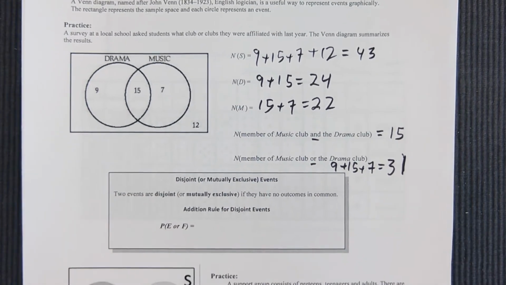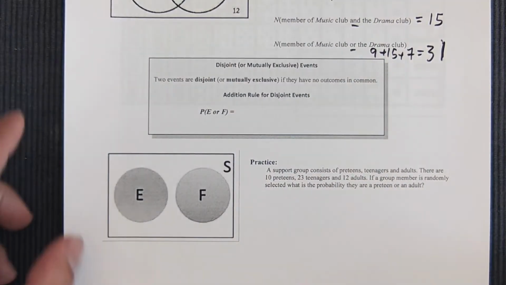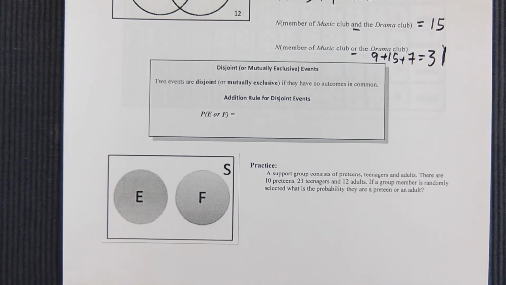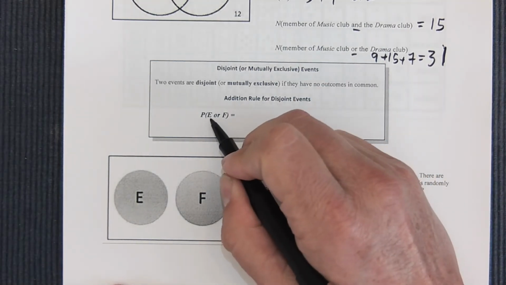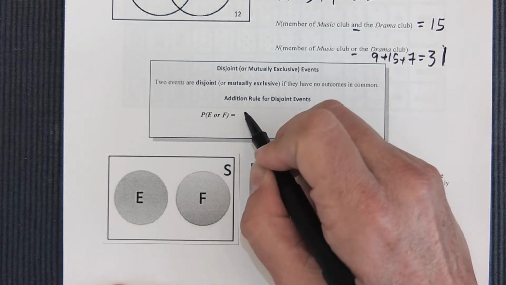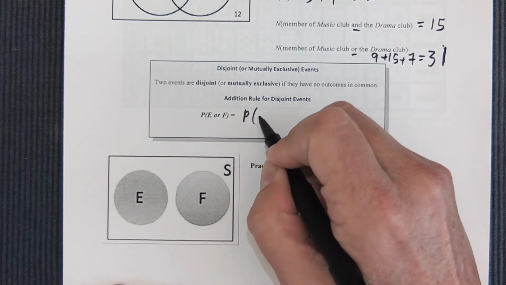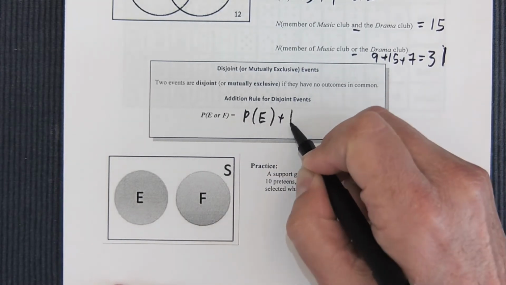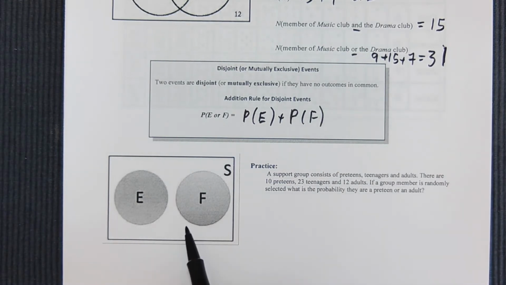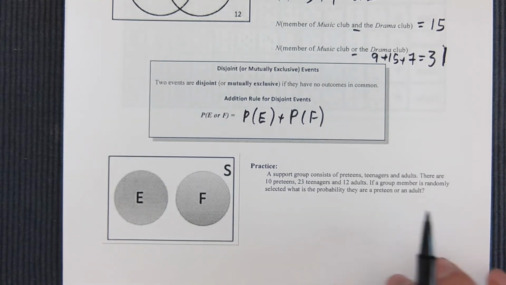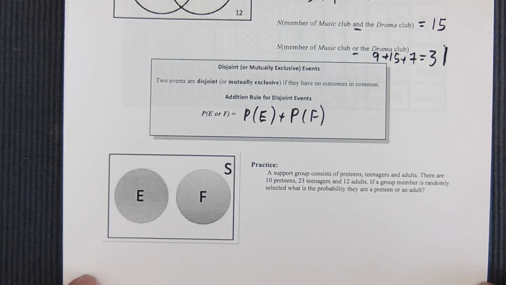Let's move on to disjoint, or mutually exclusive. What this means is that there is no member of one group that is also a member of the other group. So what we get here is that the probability of event E or of event F happening when they're disjoint like this is going to be the probability of event E plus the probability of event F. And here's a nice picture where you can actually see that there's no connection between the two. And we'll do a little practice.